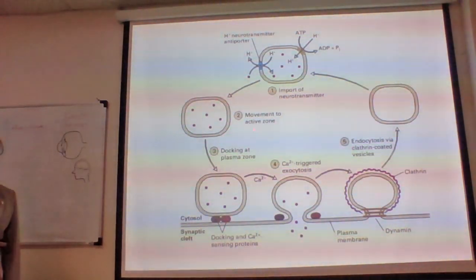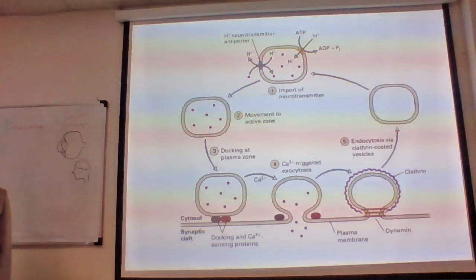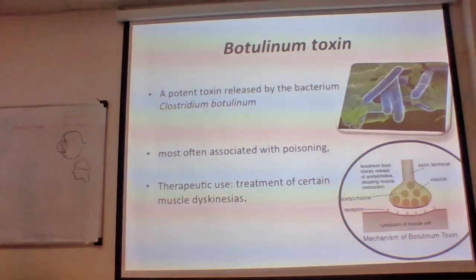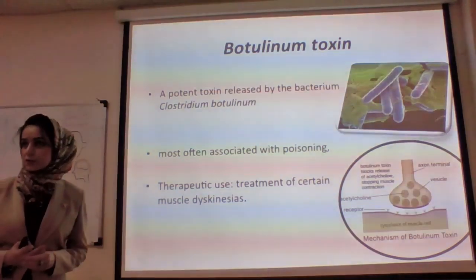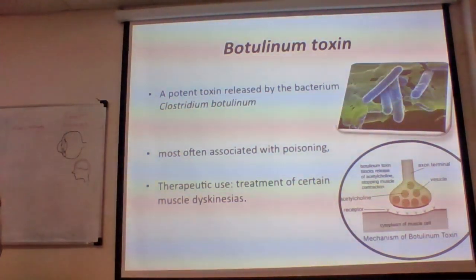So botulinum toxin affects this. It interferes with this, which is why acetylcholine is not released and causes muscle relaxation. This is botulinum toxin. As we said, it is from Clostridium botulinum. It is a toxin, but it is not only used for Botox or cosmetic purposes. It has other uses, and one important use is for muscle dyskinesia or dystonia.